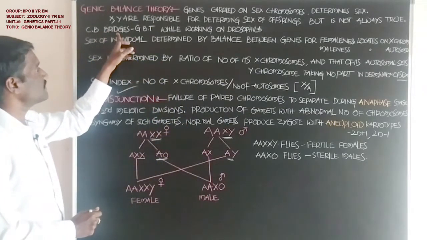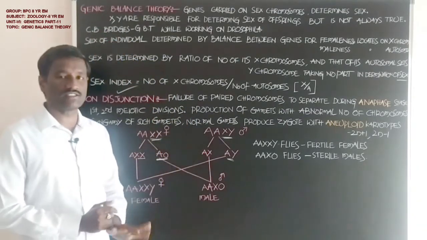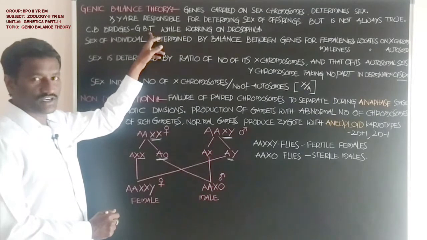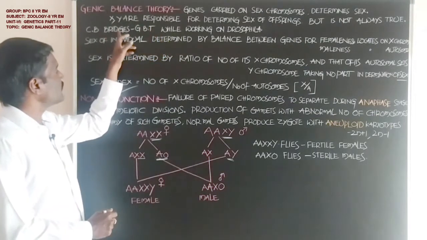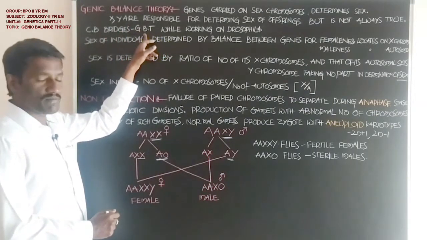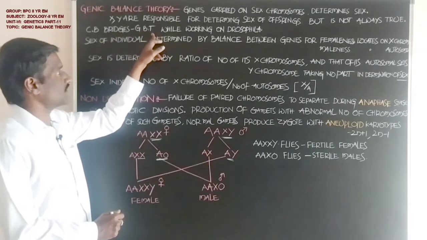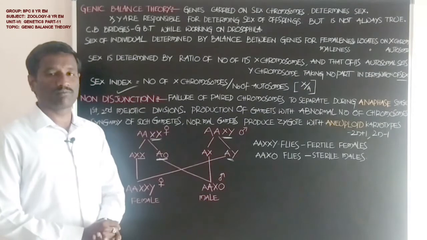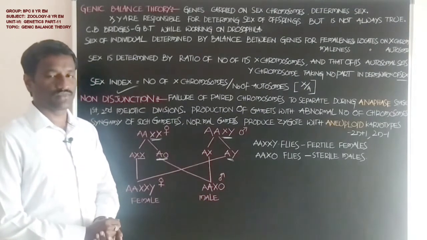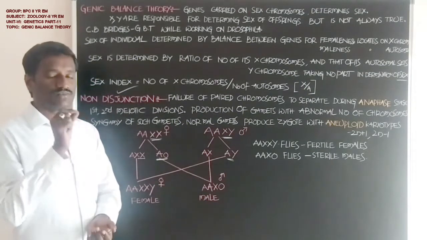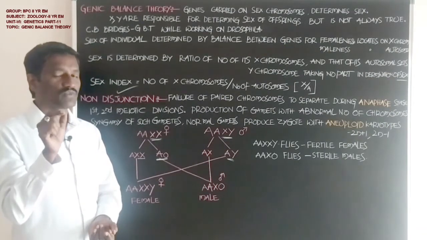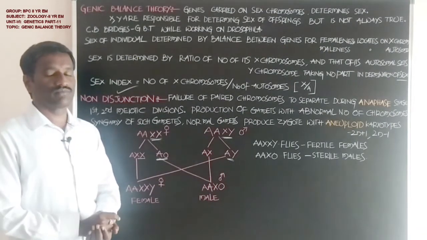C.B. Bridges is the scientist who proposed the genic balance theory of sex determination. C.B. Bridges proposed the genic balance theory of sex determination after working on the Drosophila melanogaster fruit fly. He observed sex determination in Drosophila melanogaster.